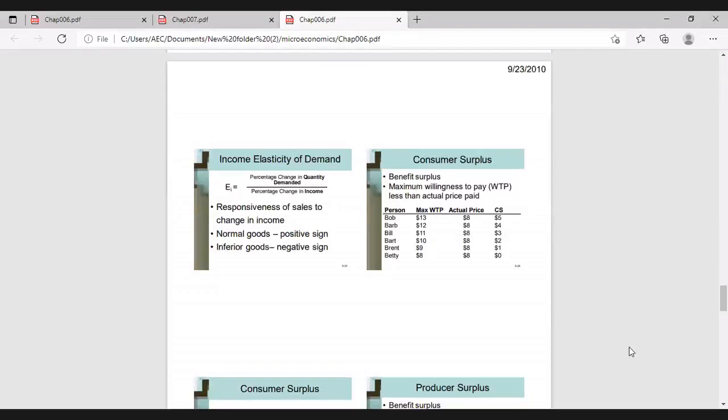For some goods, when income increases, consumers buy less. We call those goods inferior goods. That means when income increases, they buy less, so the sign is negative. Then we call those goods inferior goods. So now some examples of inferior goods.